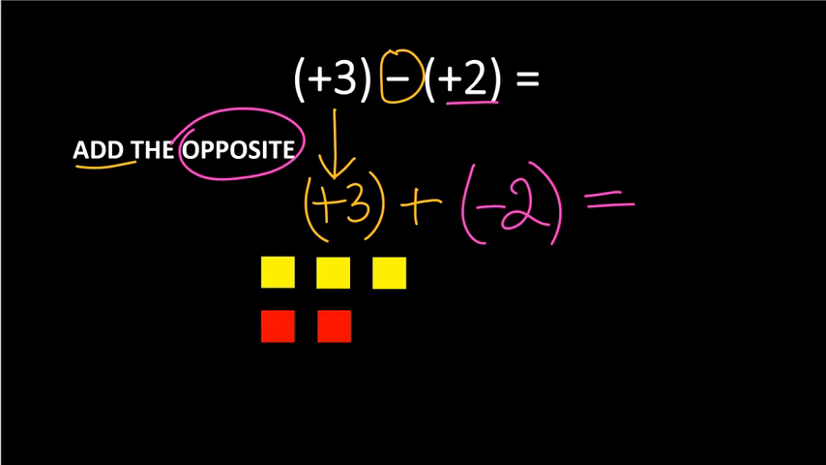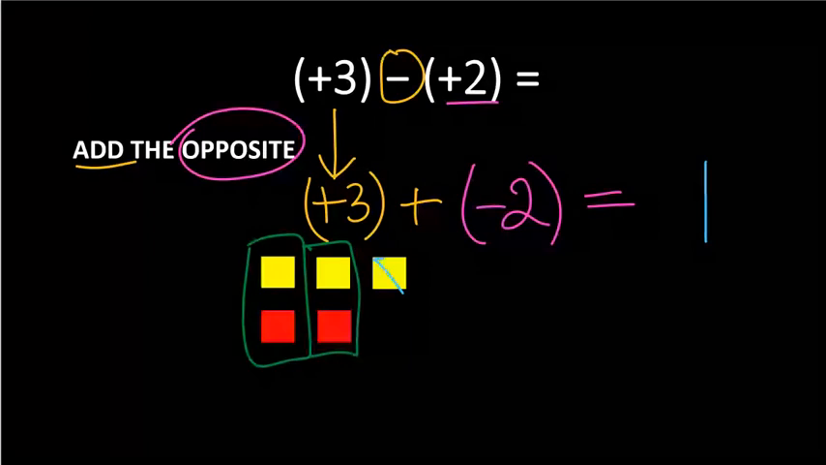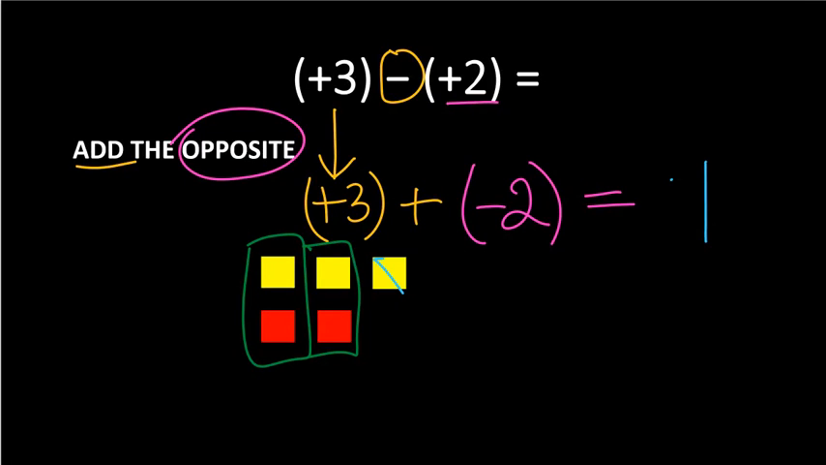Now we're just simply going to make 0 pairs. Remember, 1 red tile and 1 yellow tile will always make 1 zero pair. So this is our first 0 pair, and then we have another 0 pair here. Okay, so let's just count how many tiles we have left. We have 1 tile left, so let's write down 1 here. And we have 1 yellow tile left, so yellow means positive, so we're just going to add a positive sign in front of the 1. Positive 3 plus negative 2 is positive 1. So positive 3 minus positive 2 is also positive 1.